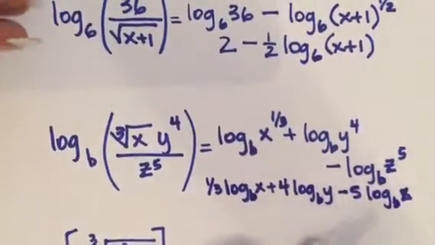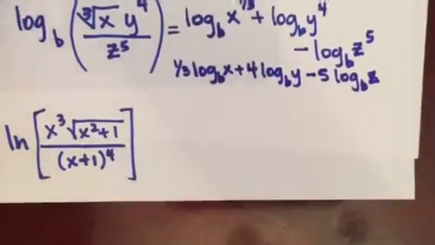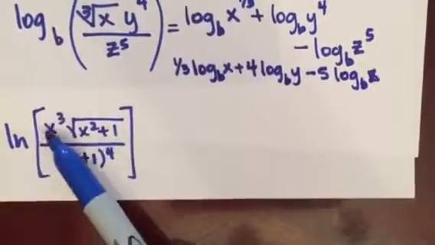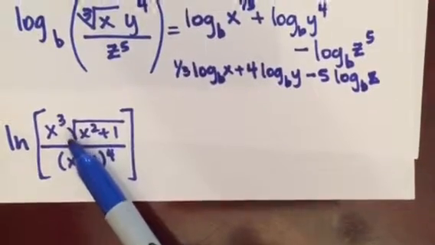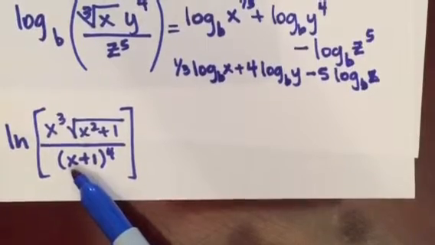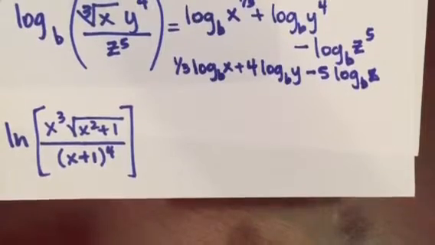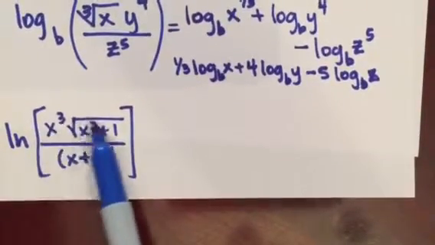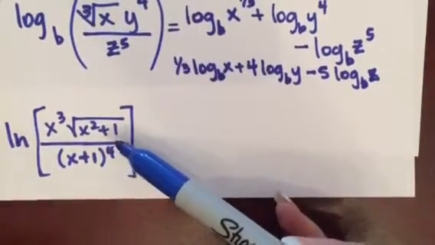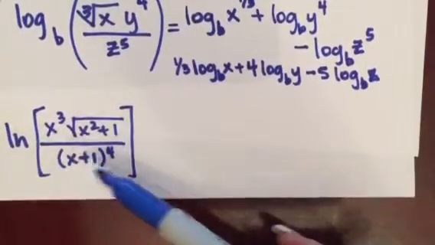All right, last example for this expansion piece. Okay, so we have ln of x cubed times the square root of x squared plus 1 divided by the quantity x plus 1 raised to the 4th power. And again, in this case, we have products. Here on the top, we have a product of two things. We have quotients because we've got that fraction symbol functioning as a division sign. And we have powers. All the way across, we've got powers.